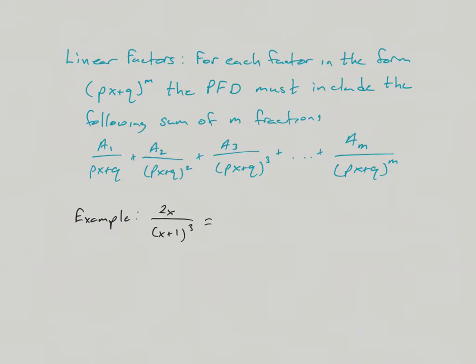Now, when we go through and factor it, the idea is we're going to have linear factors and we could have irreducible quadratic factors. The first thing we look at is if we have linear factors. For each linear factor in the form of px plus q to the m power, my partial fraction decomposition is going to include a sum of these m fractions. So you have A1 over px plus q to the first, plus A2 over px plus q to the second, and so forth all the way down.